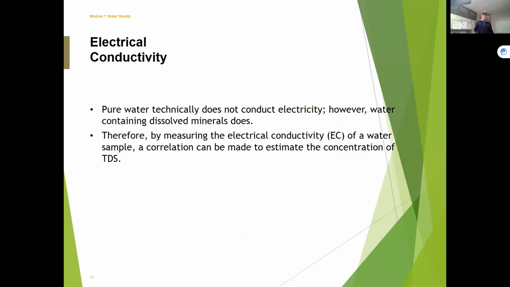On the flip side of TDS is electrical conductivity, and it's very, very similar. They can be used to calculate each other. Pure water, reverse osmosis water, does not conduct electricity. It has no ions in it, and the ions are needed to conduct electricity. Water containing TDS, or dissolved solids and minerals, does. Therefore, by measuring the electrical conductivity of a water, you can make a correlation to the total dissolved solids. They're inverse of each other.